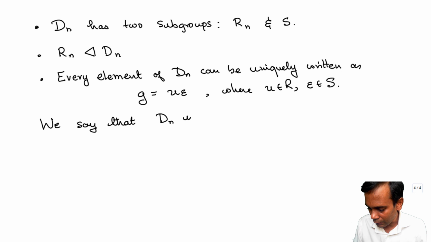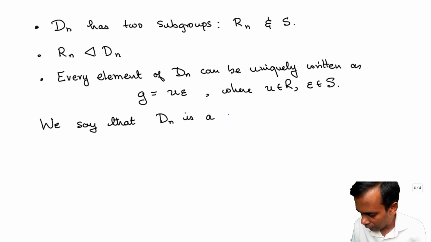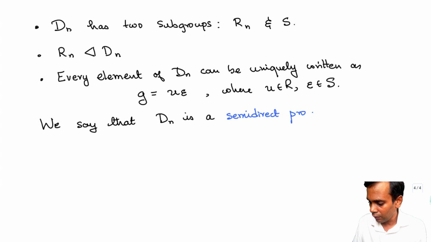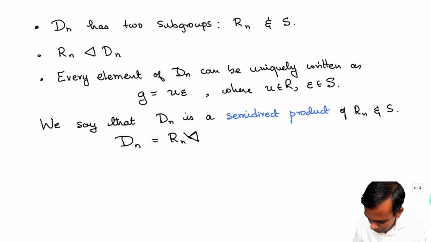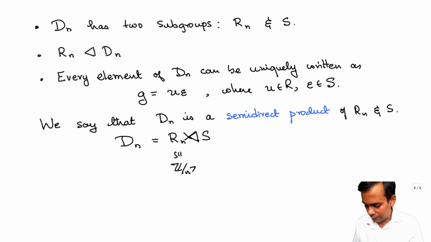So under these circumstances, we say that Dn is a semi-direct product of Rn and S. We write Dn is equal to Rn, now Rn is a normal subgroup so that symbol is just slightly changed, S. This Rn is just isomorphic to Z mod nZ, and this S is isomorphic to the cyclic group of order 2, which we can call Z mod 2Z.